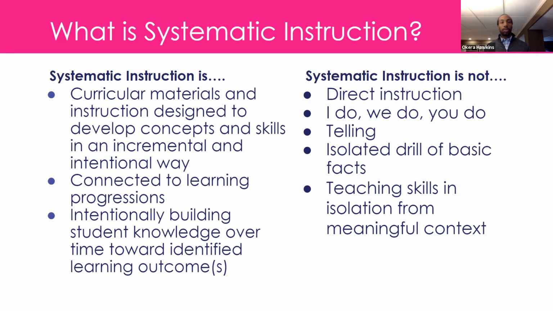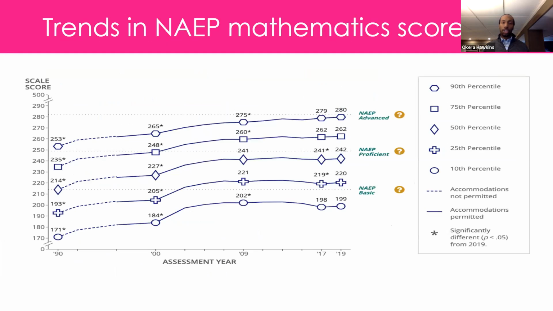All right. So now that you've had a chance to read through what systematic instruction is, we want to just share some research around why this is so important. We all know that the NAEP assessment is like the report card of our nation. The NAEP assessment assesses students in grades 4, 8, and 12.